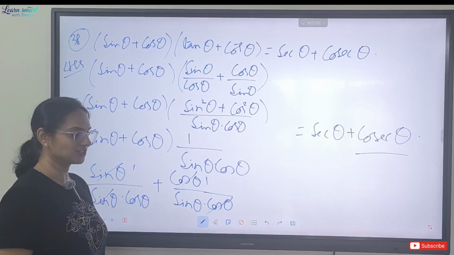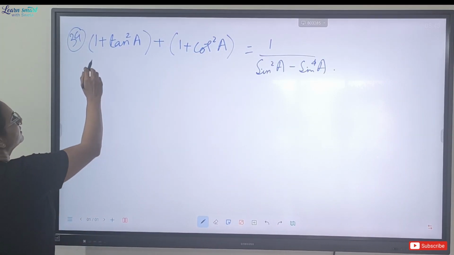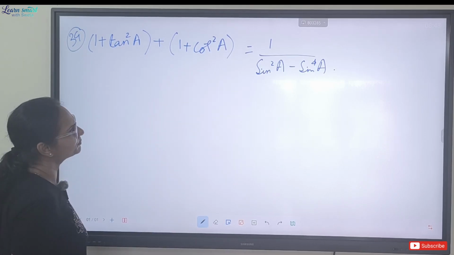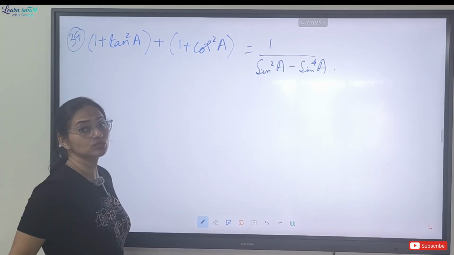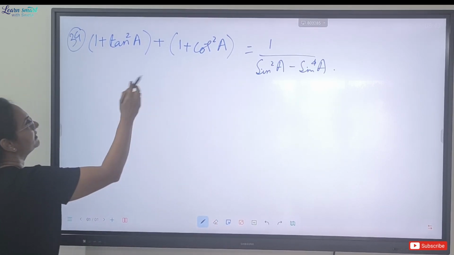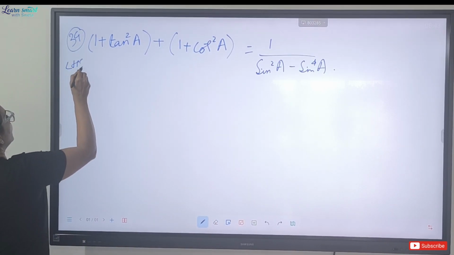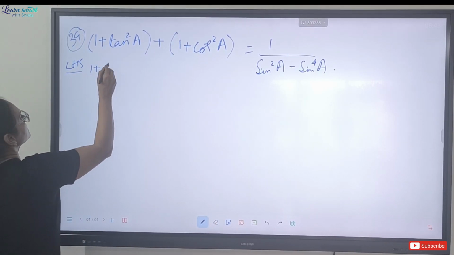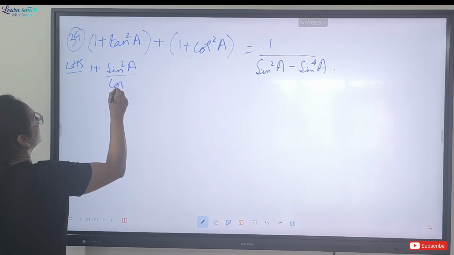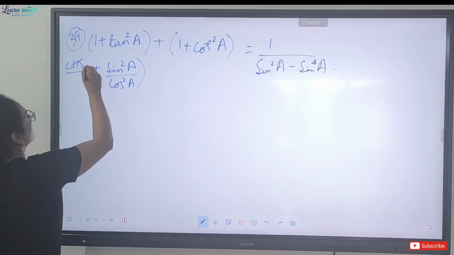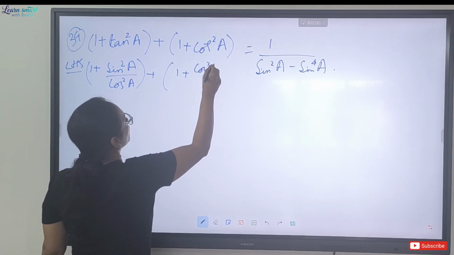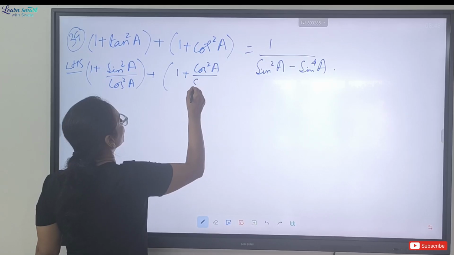Now let's see the next question. So look at this question number 39. We have LHS is equal to that, and we have to prove it. Now the RHS looks complicated. So RHS also we have to solve. Let's solve the LHS first. So LHS 1 plus sin square A by cos square A plus 1 plus cos square A by sin square A.